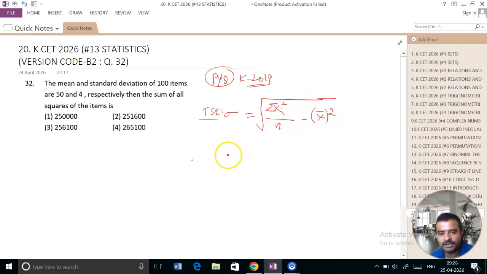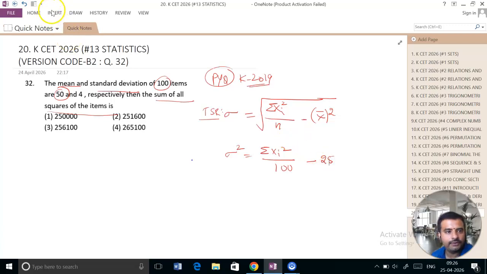So if I am going to take squaring on both sides, it becomes sigma square, and the sum of the square of the observations, say the sum of all the squares of the items, this is what I need, divided by n. According to the given, it is 100 items, so it is 100, minus the given mean and standard deviation. See, mean is 50, so you have to take 50 whole square, right? You have to take 50 whole square.